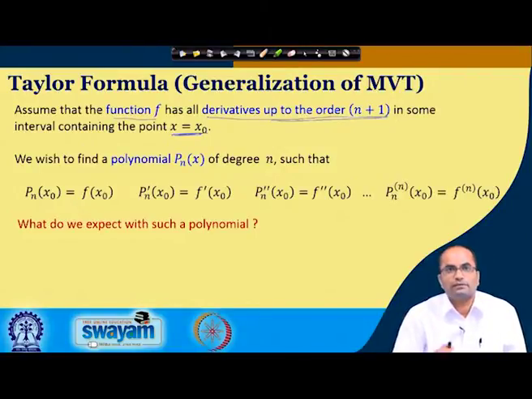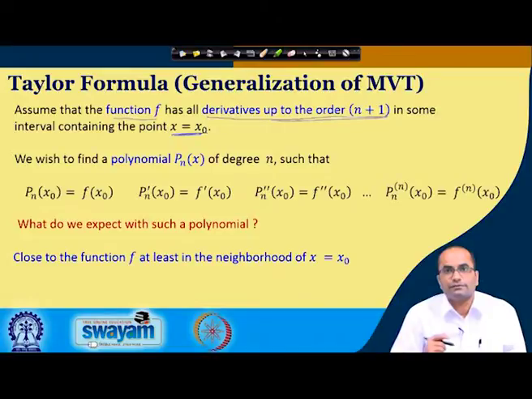We expect that such a polynomial, if we construct it, should be close to the function f. Naturally, at x 0 the function value is equal, and the derivatives up to order n are equal, but in general also we expect that because of these conditions this polynomial of degree n will somehow represent the function f. So, now the question is how to construct such a polynomial.